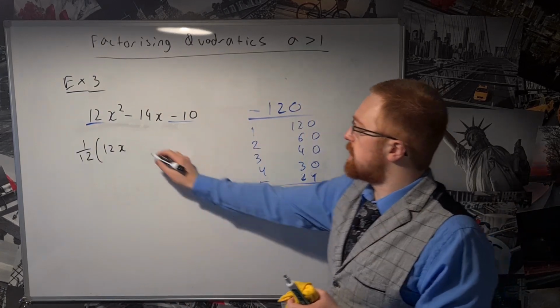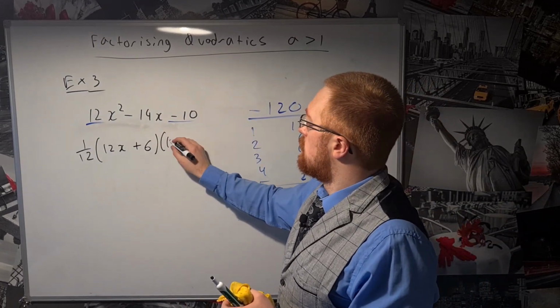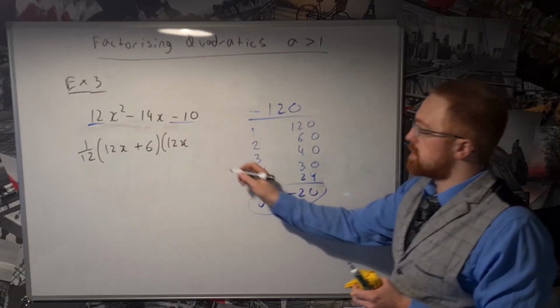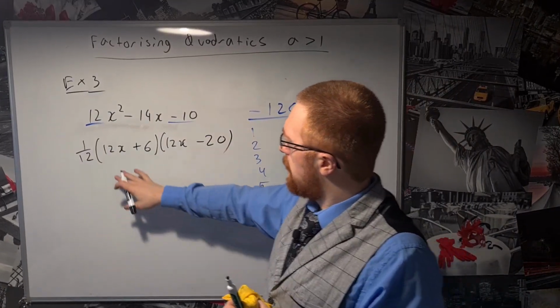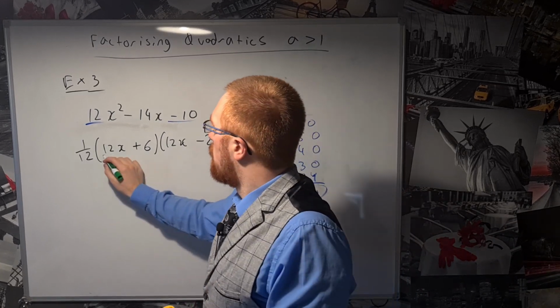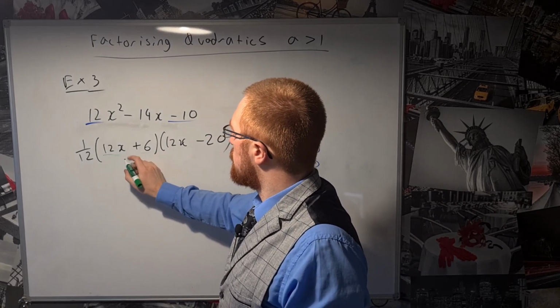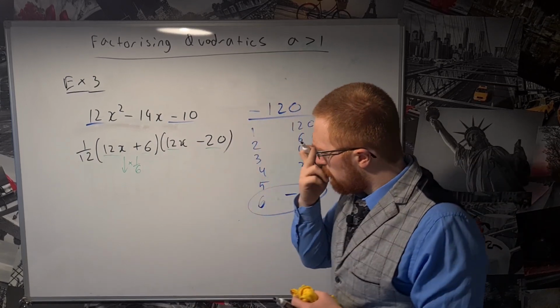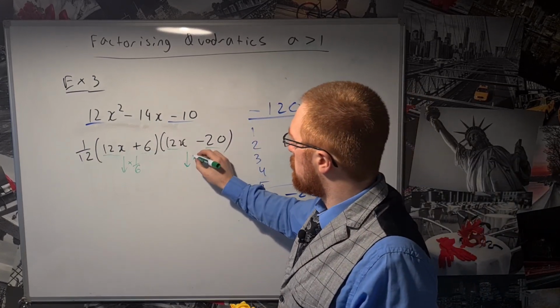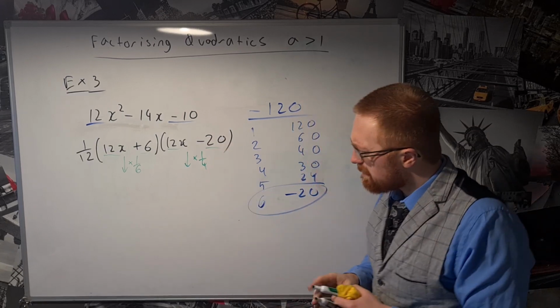So 1 over 12, 12x plus the 6, 12x minus the 20. So highest common factor of 12 and 6 is 6, so I want to times that by a sixth. Highest common factor of 12 and 20 is 4, so I want to times that by a quarter.